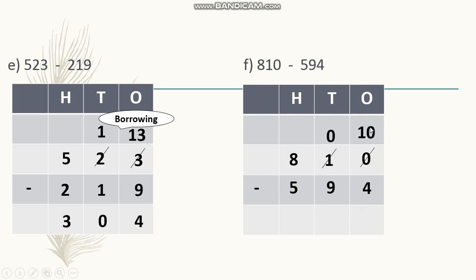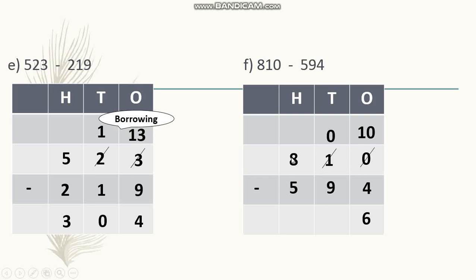Now 0 becomes 10. So here you can see in the 0, we have to write down 1. So like 3 became 13, like this 0 becomes 10, right? So now 10 minus 4, now we can do it, right? 6. Now again see 0 minus 9. Can we do 0 minus 9? No. So for that also what do we have to do? Again we have to ask for a borrowing, right?